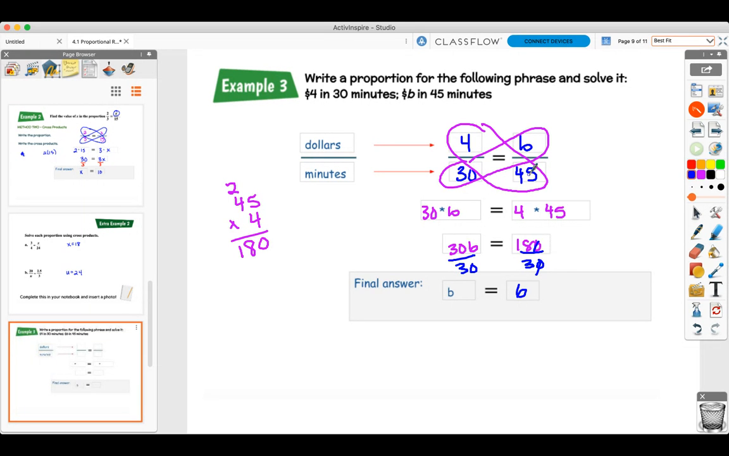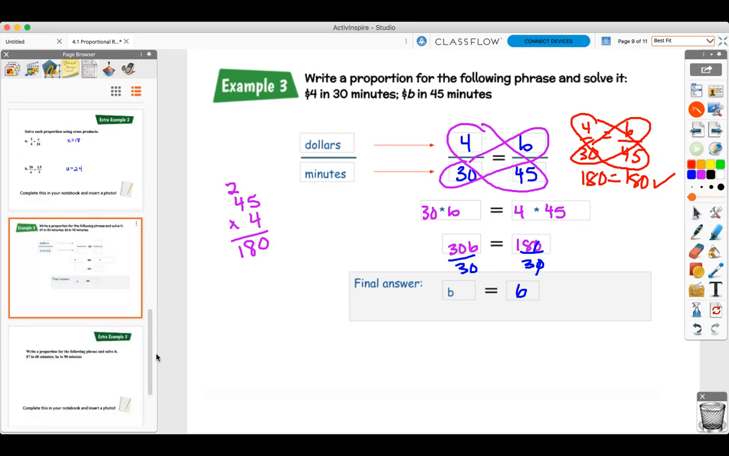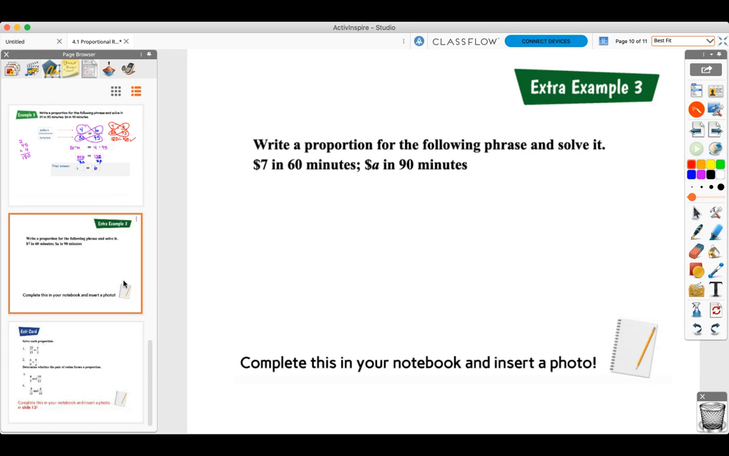You could always check your answer if you want. You can always replace it. Do 4 over 30 is equal to 6 over 45. Cross multiply. We know that 4 times 45 is 180. 30 times 6 is also 180, and it checks out. This needs to happen. So this is a really great way of checking your own work. Now pause the video, okay, and work out the problem on your own.